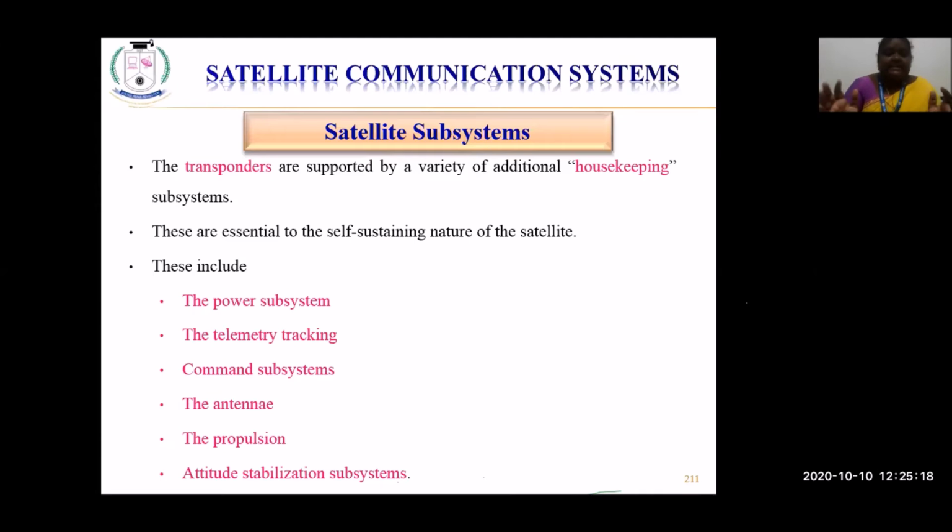This entire satellite communication is going to have only two systems. The first one is the satellite subsystem, which is the satellite, and the next one is the ground station or earth station subsystem. First we are going to learn in detail about the satellite subsystem, which is an integral part of the satellite. These are the various subsystems that help in the functioning of the satellite. The first one is the power subsystem.